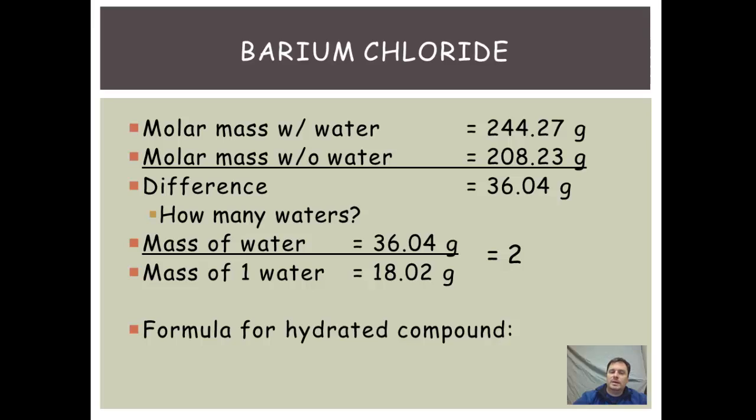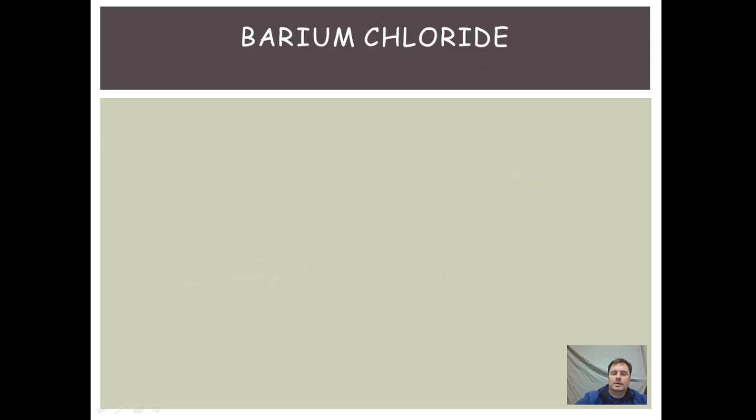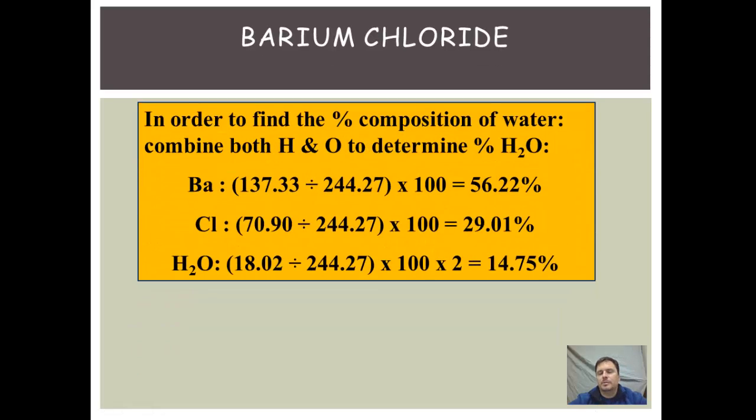Now, how do we name this? Okay, how would we write the formula? BaCl2 dot 2H2O. What that dot means is it contains 2 waters. What would the name for this be? Barium chloride dihydrate.